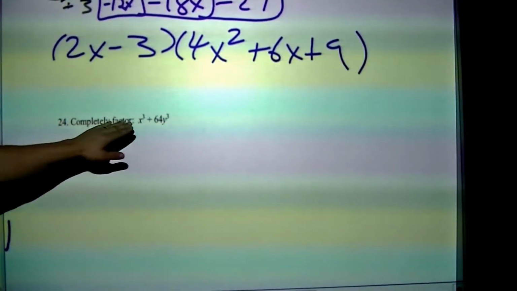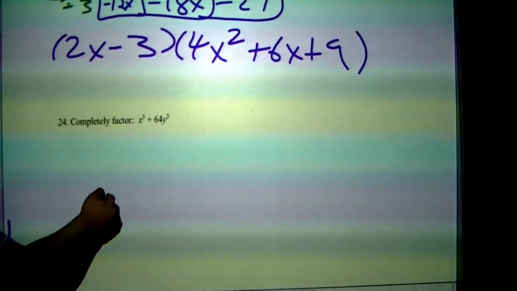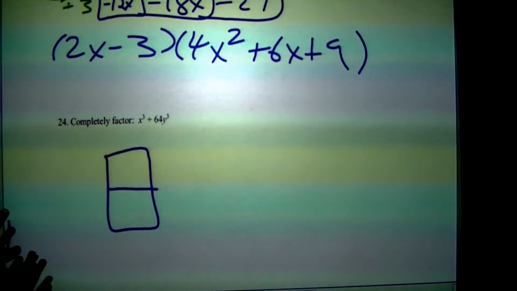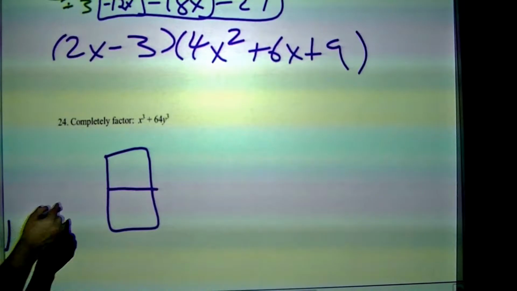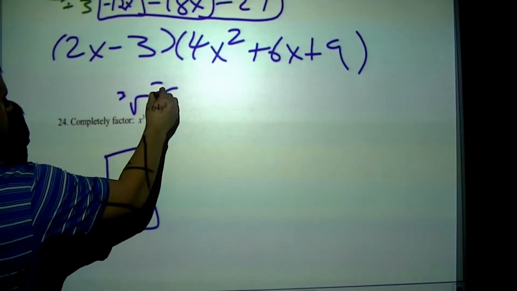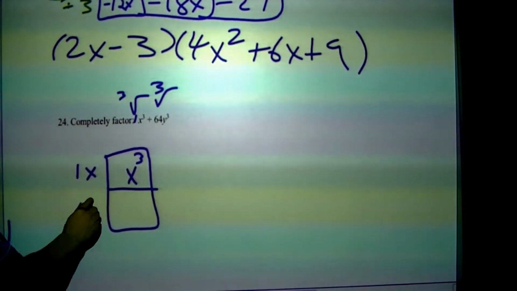Factor this. Now, a lot of people get confused with the y cubes. I'm going to show you a little shortcut with that. But basically, I'm going to worry about the x's first, and we'll do the y's second. Let's get all the numbers right first. So I've got x cubed, so I'm going to take the cube root of this, cube root of this. Cube root of 1 is 1x. Cube root of 64 is positive 4.